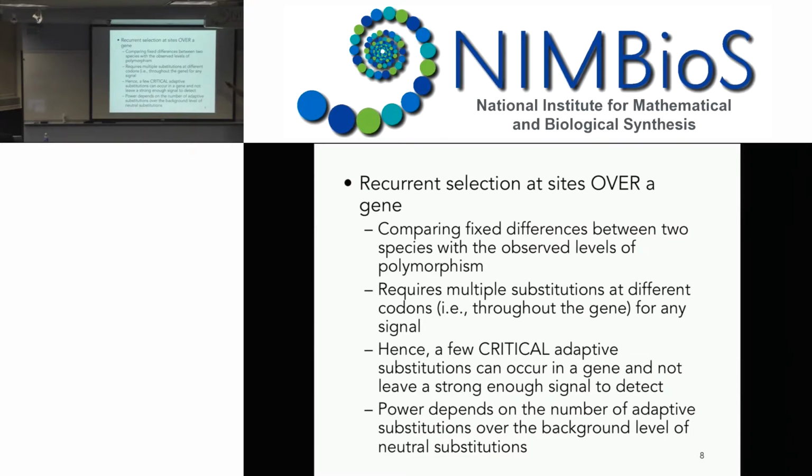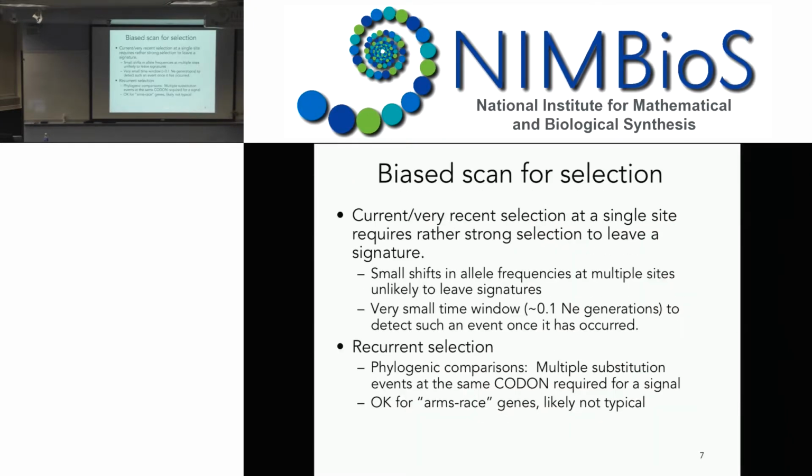I could look at recurrent selection at sites over a gene. So basically, I have a codon or a couple of codons, and I look in a phylogeny at that codon, and I ask, is that codon changing in multiple species? Maybe not the same thing, but is it changing in multiple species?